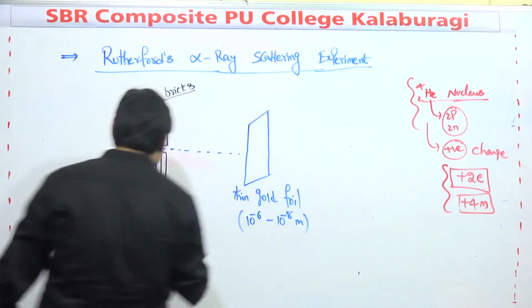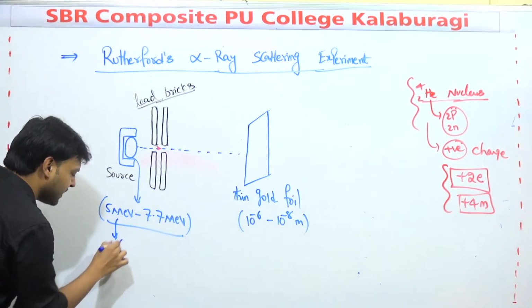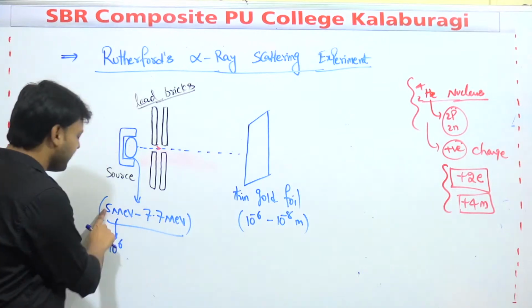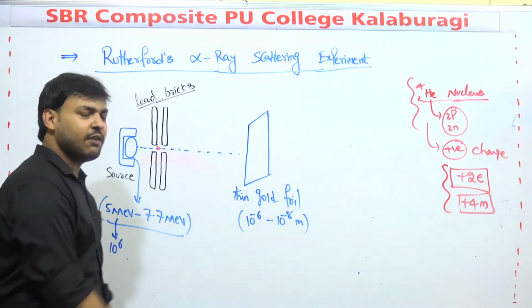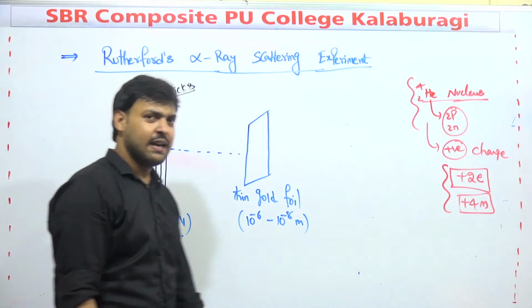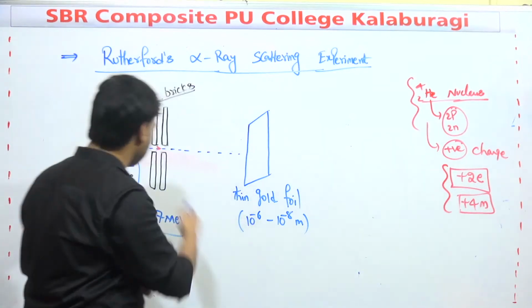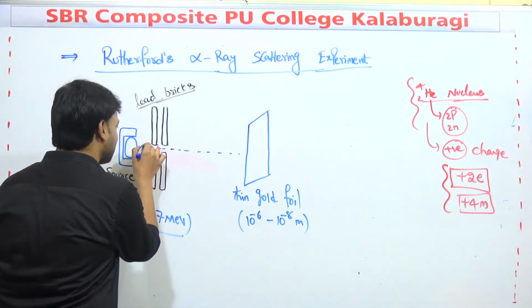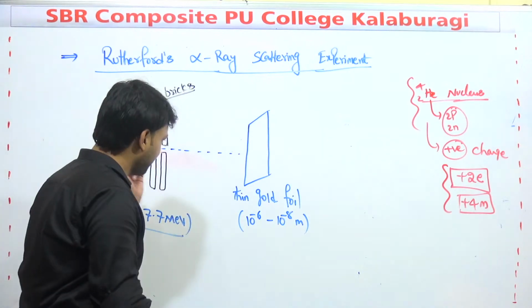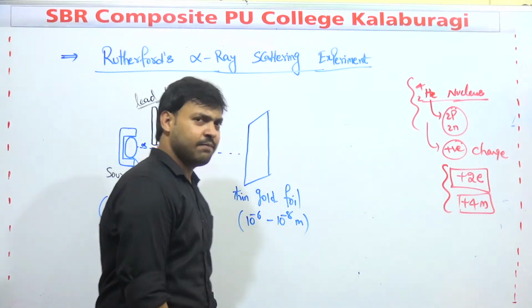What do you mean by mega? It will be around 10 to the power 6 electron volts: 5 into 10 to the power 6 electron volts to 7.7 into 10 to the power 6 electron volts. With that much energy the alpha particles are coming out. And we have a very thin gold foil.